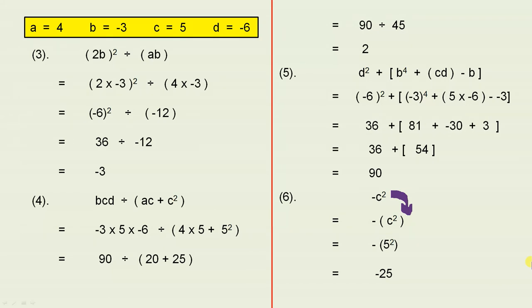So this video has introduced the idea of substitution, where we substitute given values into an algebraic expression, and the idea is to evaluate the given algebraic expression.